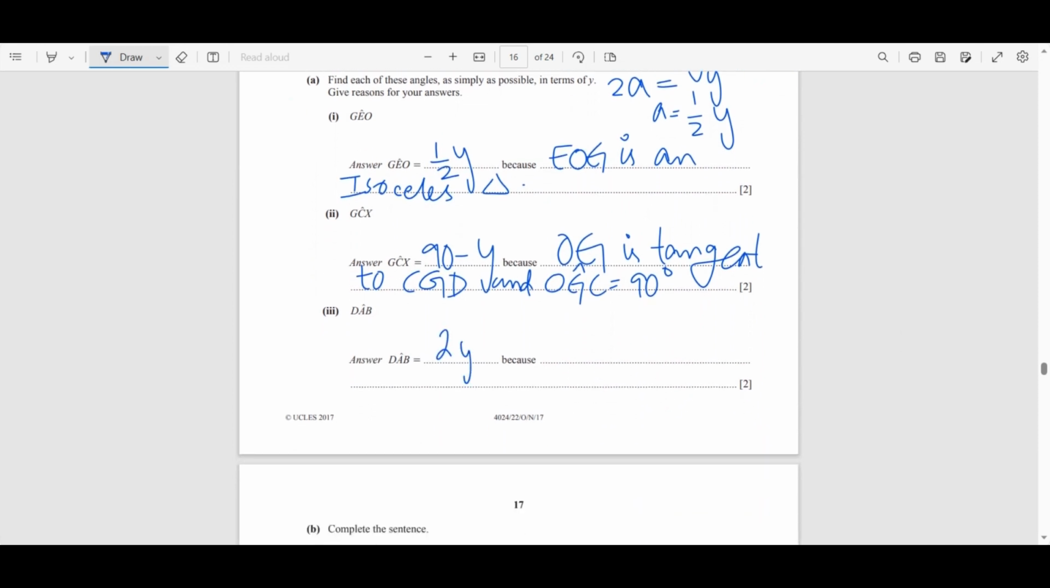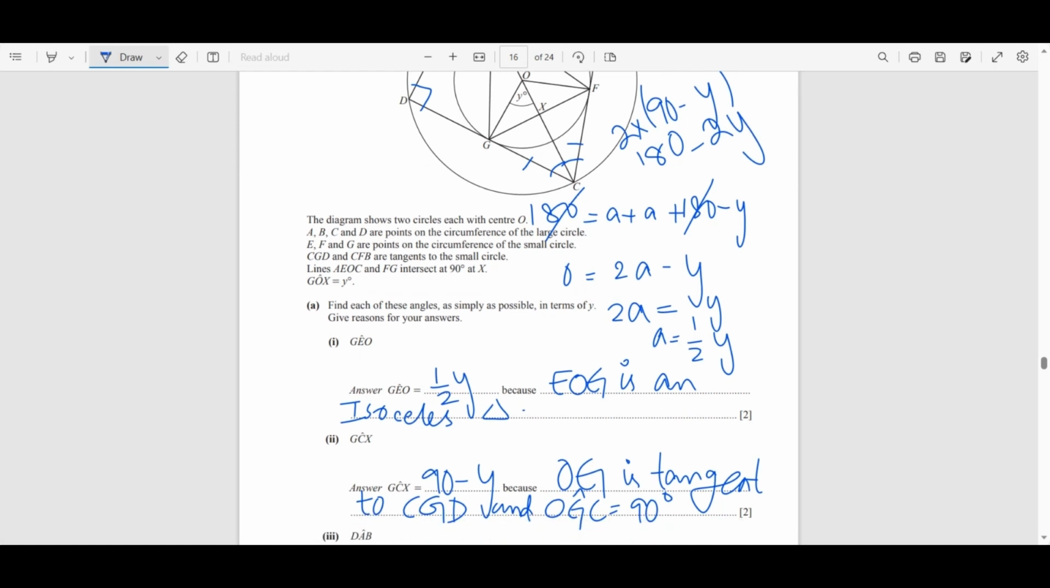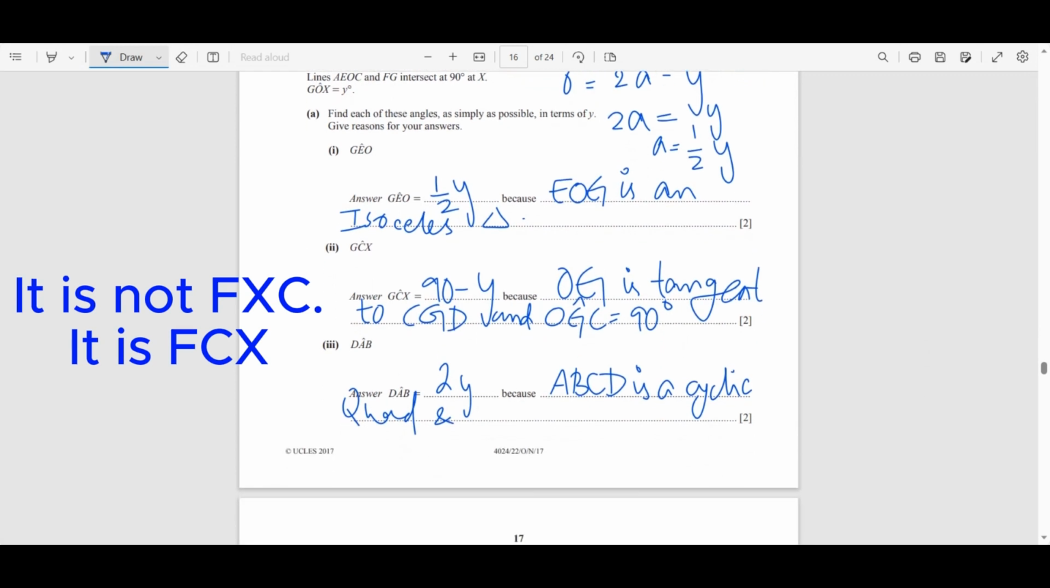Okay, the reason is because ABCD is a cyclic quadrilateral, and the other reason, I mean a supportive reason, you could say that GCX is equal to FCX. So GCX is equal to FCX, right? So I think this should be okay.